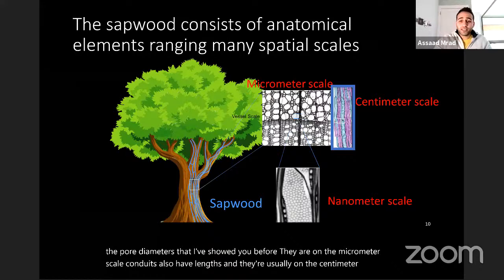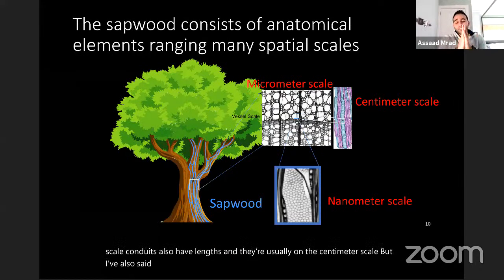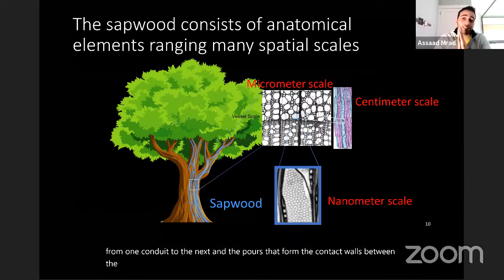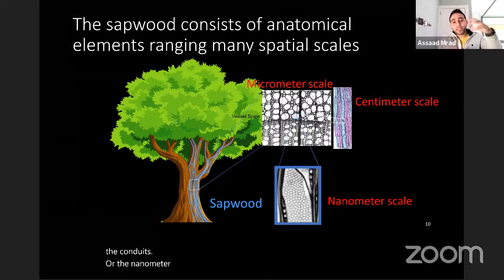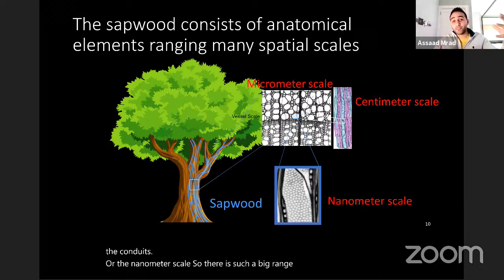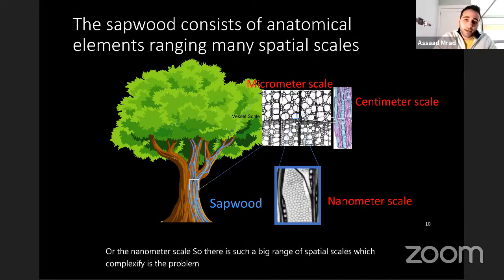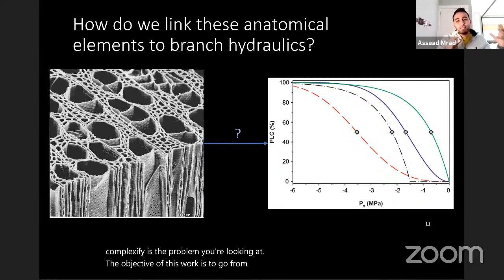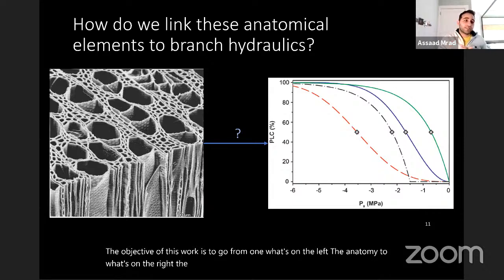But I've also said that conduits are connected, and water needs to be able to move from one conduit to the next. And the pores that form the contact walls between the conduits are at the nanometer scale. So there is such a big range of spatial scales which complexifies the problem we're looking at. The objective of this work is to go from what's on the left, the anatomy, to what's on the right, the different vulnerability curve. So this is an upscaling exercise.